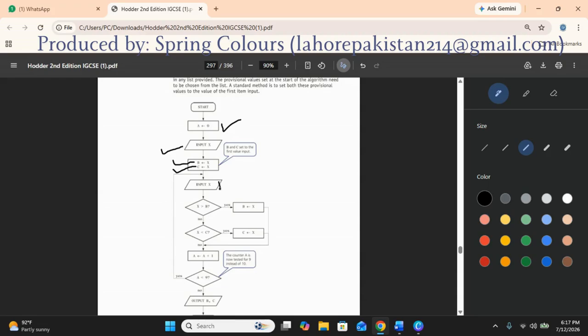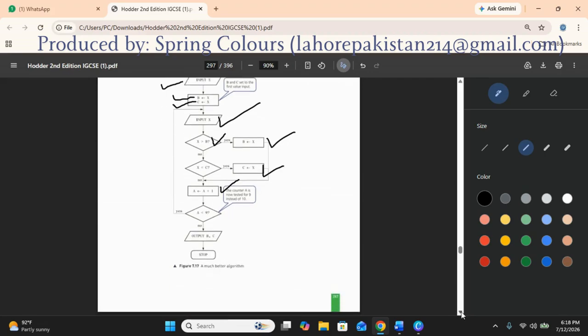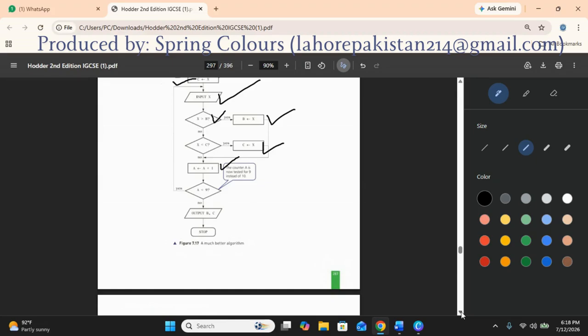Then a second input is taken inside the loop. It is compared with B, which was the user's first value. When the values are compared, the largest one will be saved inside B and the smallest one inside C, and the counter will increase from 0 to 1, and go up to 9. Because it started from 0, it will repeat 10 times, and the largest and smallest values will be shown to the user on screen.